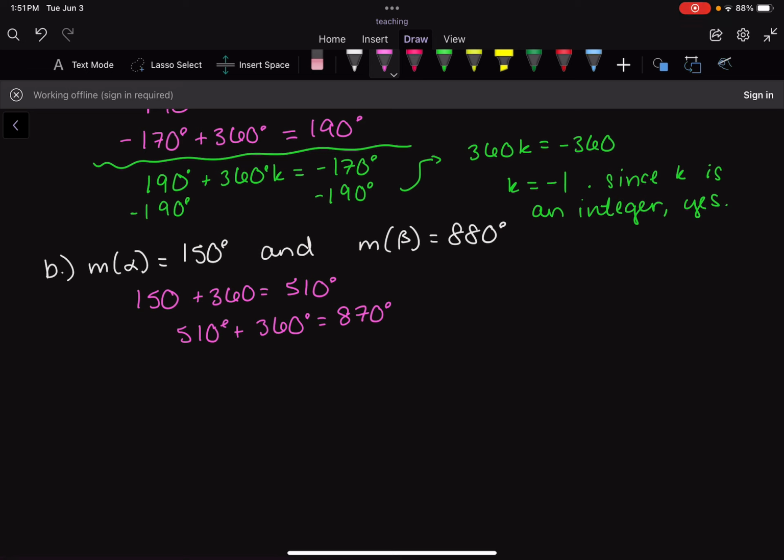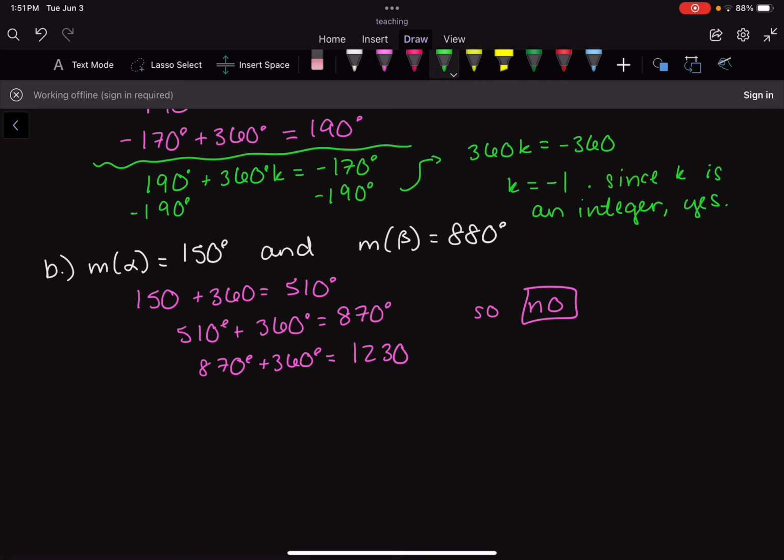Okay, it doesn't look like these are coterminal then, because if I add 360 again, I'm going to get way bigger than 880. So since I can't just add 360 or subtract 360 to get to the other angle, I would say no, these are not coterminal angles.